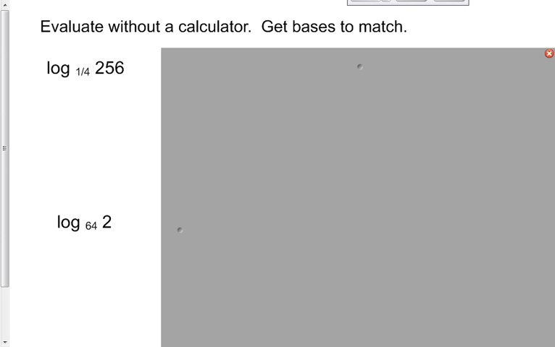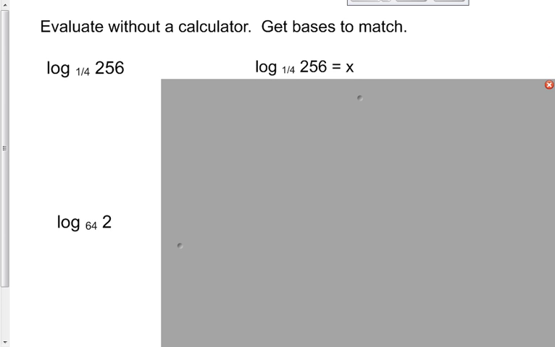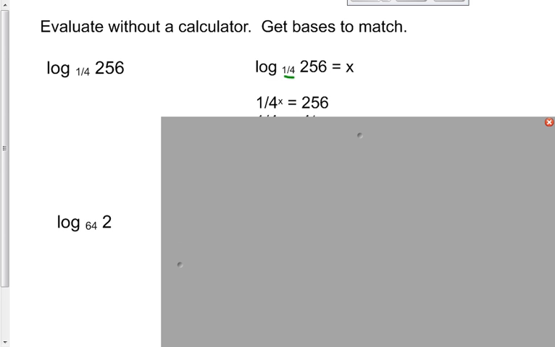We have 2 examples on this page. We're going to try to evaluate without using a calculator. And again, your option here is to try to get your bases to match. All right, so for this first one, remember step number 1 is to set it equal to x. You make it into an equation. Log base 1/4 of 256 equals x. Second step, switch this into exponent form instead of log form. Your base is 1/4. 1/4 raised to the x equals 256.